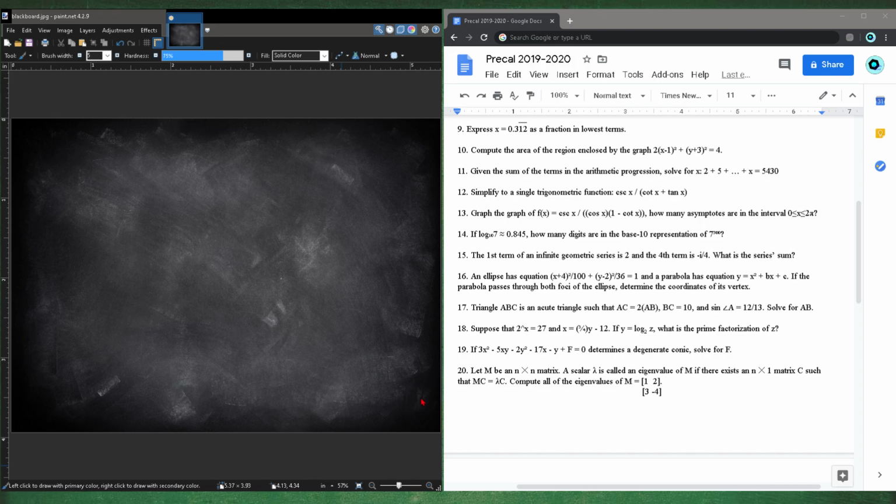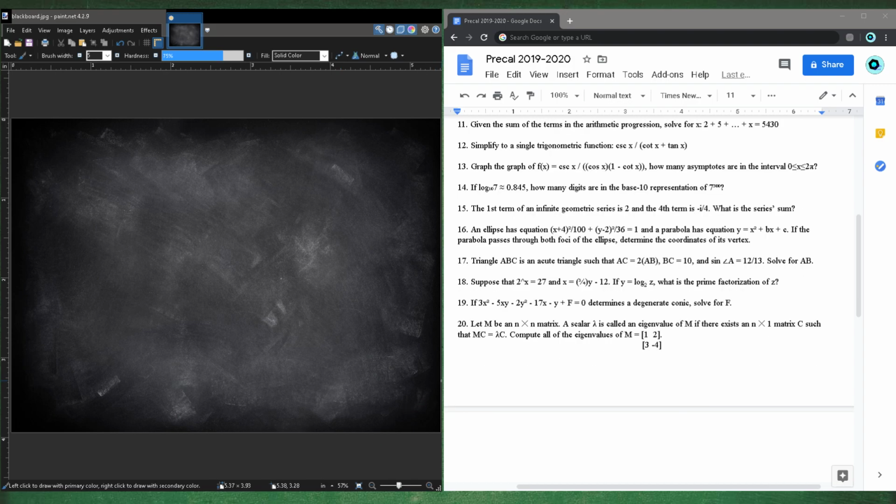Okay, number 20. Let M be an n by n matrix. A scalar, I think it's called lambda, is called an eigenvalue of M if there exists an n by 1 matrix C such that MC is equal to lambda times C. Compute all eigenvalues of matrix 1, 2, 3, 4.